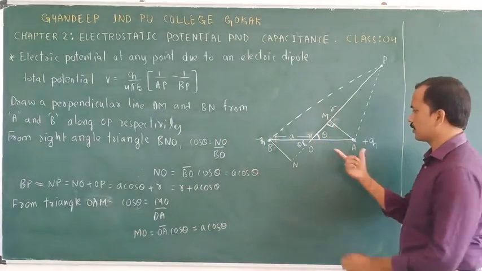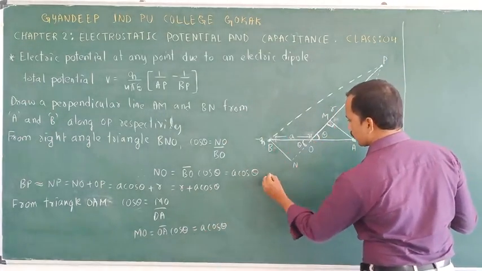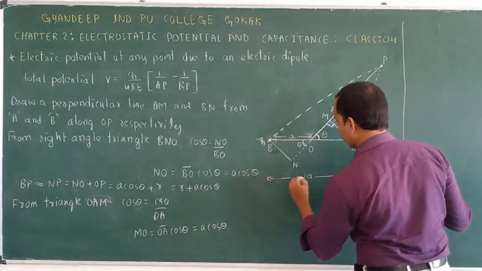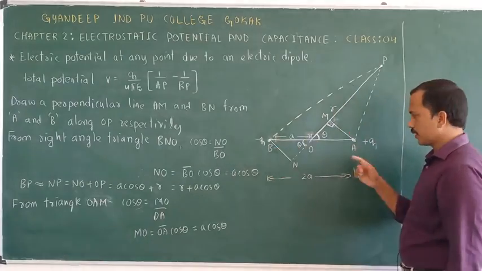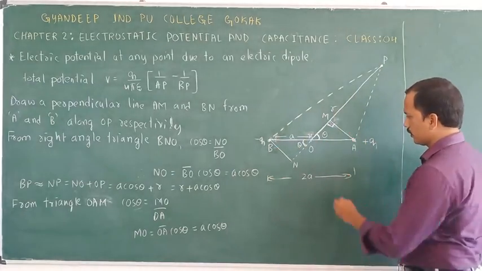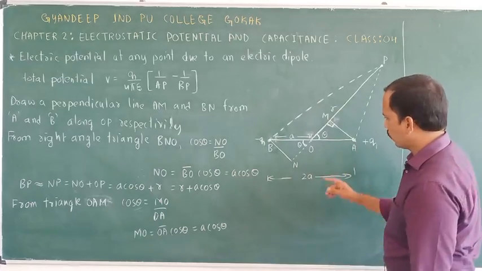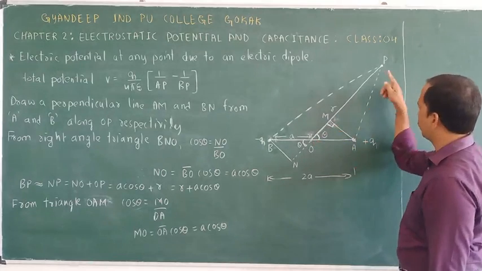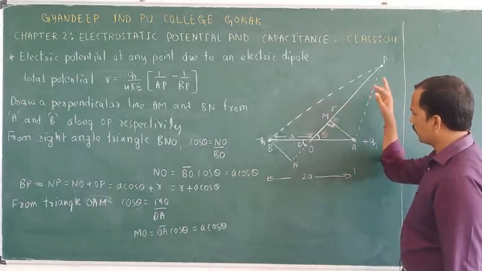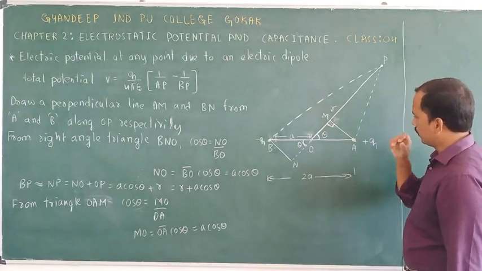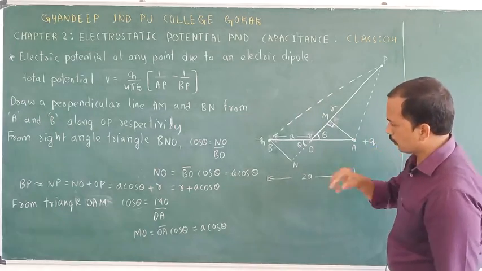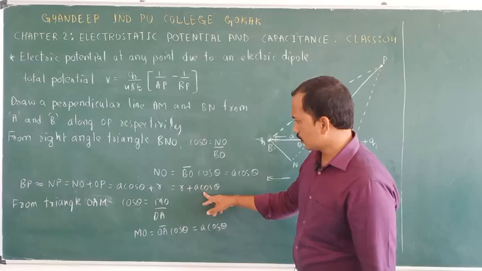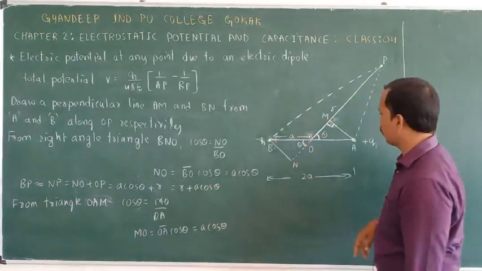This is the same as the total length from plus charge to minus charge, it is 2A again. So O to B it is A, and O to A it is A. This is also A distance. So again, here is the distance, that is OP. Now I have to find the value of BP first, and next you have to find the value of AP.